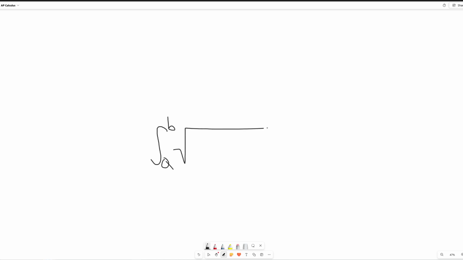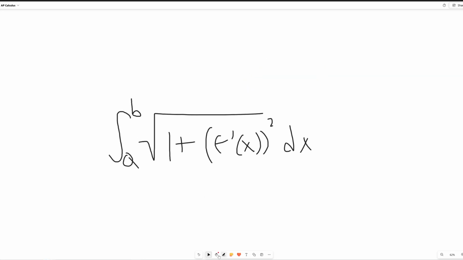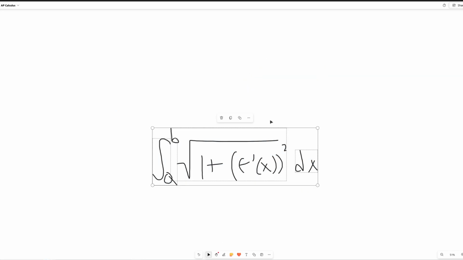A to b, square root 1 plus f prime of x squared, dx. So remember, f prime of x squared. So do not mess that up. You take the derivative first. So if you have x squared, you take the derivative first and then square the whole thing. And remember that square root.